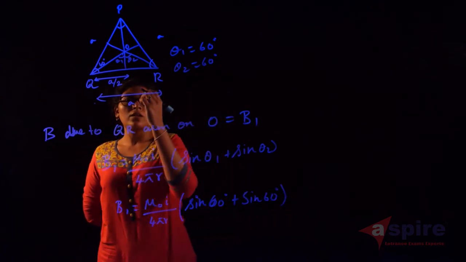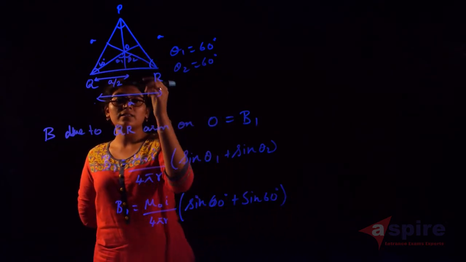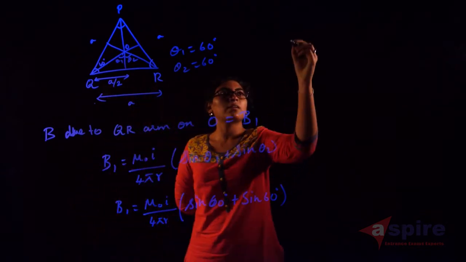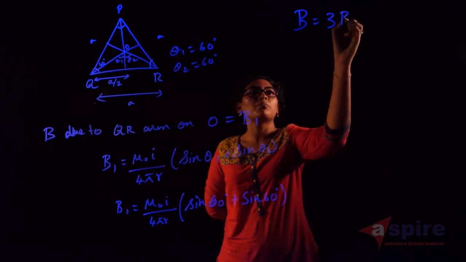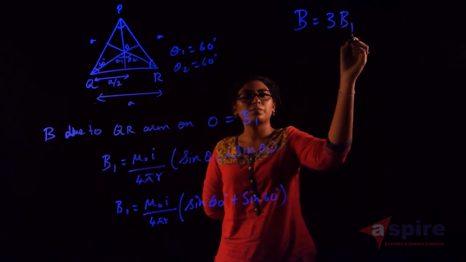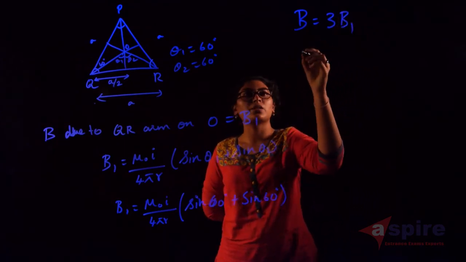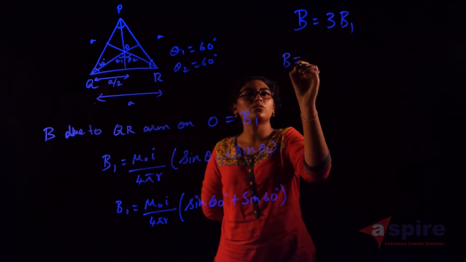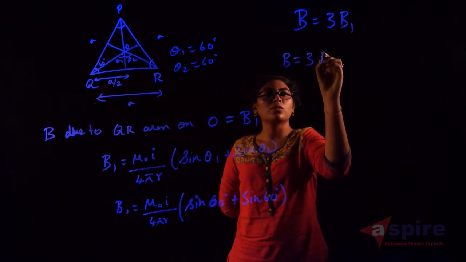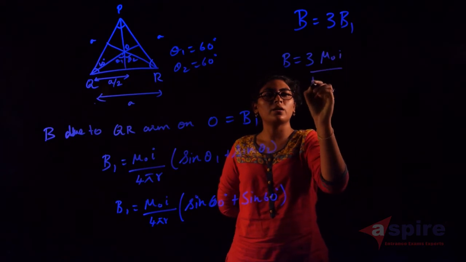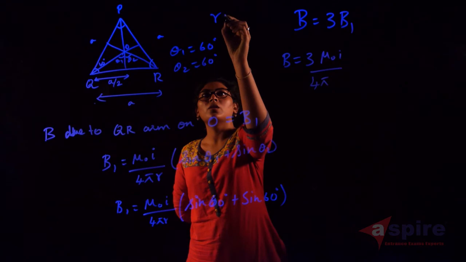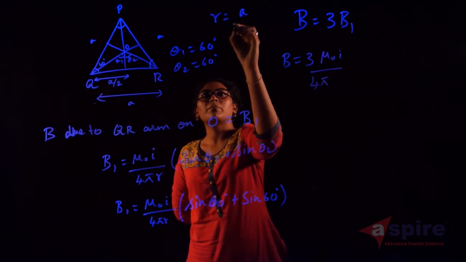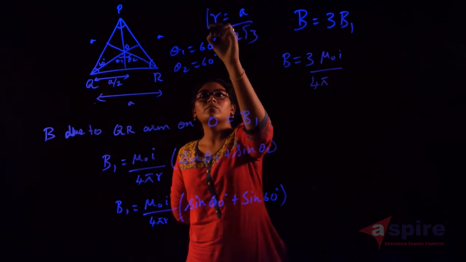So then if I consider all the three, the resultant magnetic field, let us take it as capital B, is nothing but thrice of B1. So substitute B1 in this equation. B is equal to 3 into mu naught I by 4 pi R. R we know the value: R is equal to A by 2 root 3.